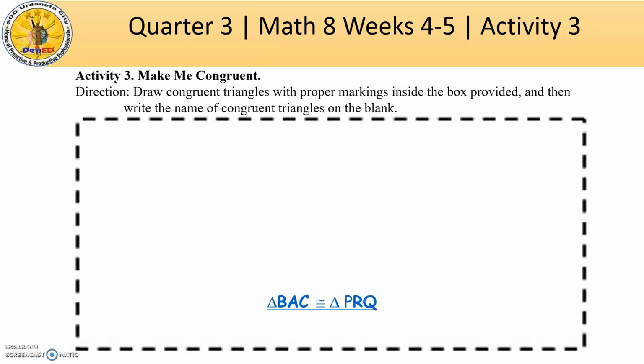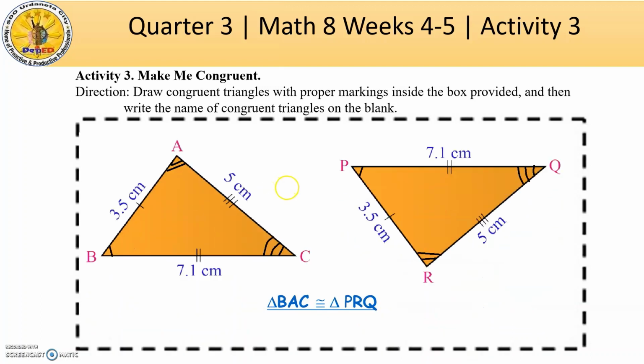So this is what I drew. When two triangles are congruent, we should mark the corresponding sides like this. The side marked with one line is equal to the side marked with one line on the other triangle. And the side marked with two lines is congruent to the side marked with two lines on the other triangle. And the side marked with three lines is congruent to the side marked with three lines on the other triangle.